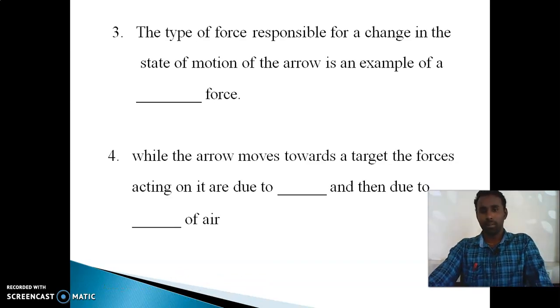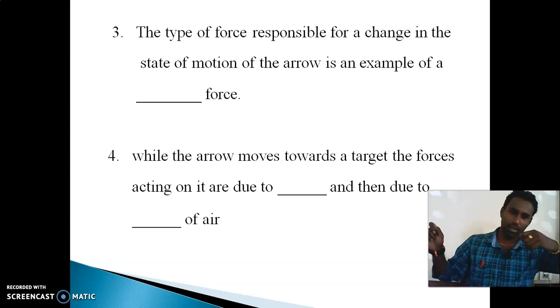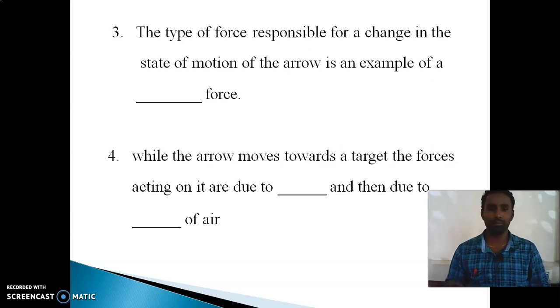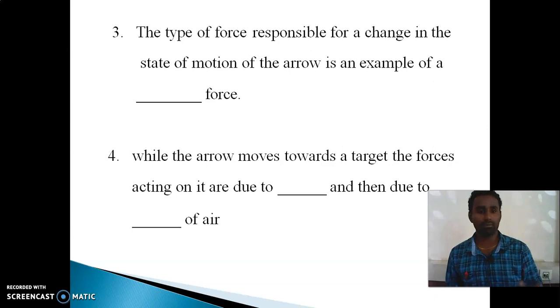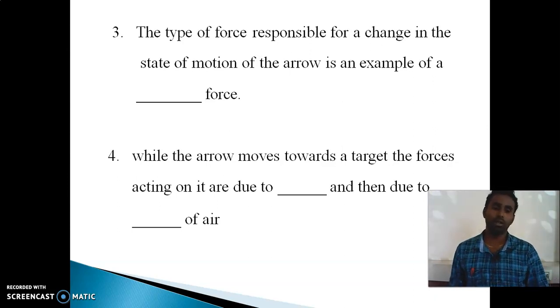While the arrow moves towards the target, these forces are acting. If you leave that arrow, the gravity force will try to pull that object down, and then due to the air, some frictional force will happen. The frictional force tries to stop the movement of the arrow. So frictional force and gravitational force both are possible. Shall we move to the next question?